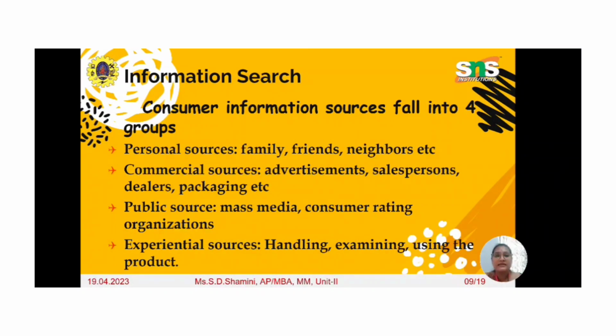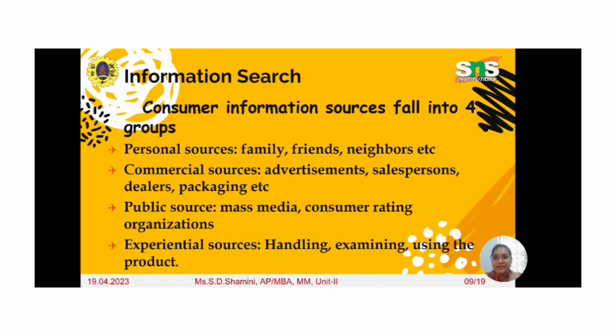The second source is the commercial source, where we see the advertisements of a product or a company, or get information through salespersons and dealers, or we are mostly attracted by the packaging of a product. The third source is the public source, which is the mass media, and now we have digital marketing. We have many social media sites where we see the advertisements of many products from many companies, and we also have consumer rating organizations. They advertise for a particular brand of a product.